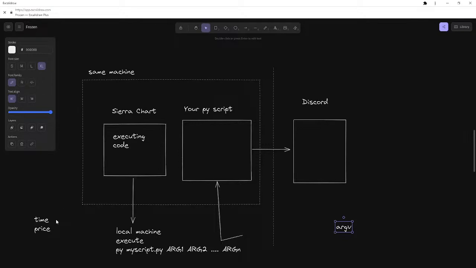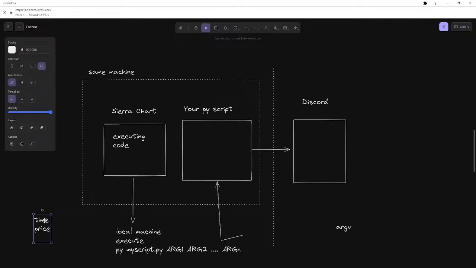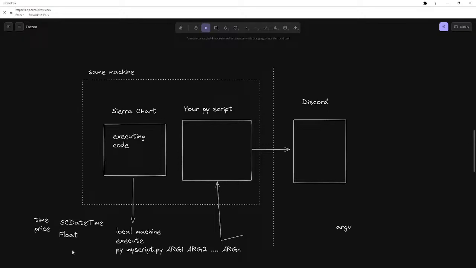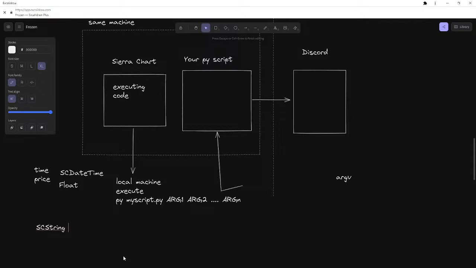Now from the Sierra side, you just need to prep that. Your time and price need to be converted into strings. Right now, time is probably going to be an SCDateTime object in C++, and price is most likely a float primitive type, like a decimal point. So you will want to use an SCString, my command line, and say something like my command line dot format is going to be python my script.py, and then here you're going to put time, which is an SCDateTime.